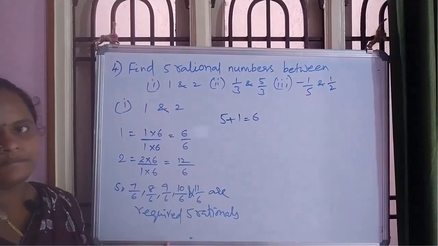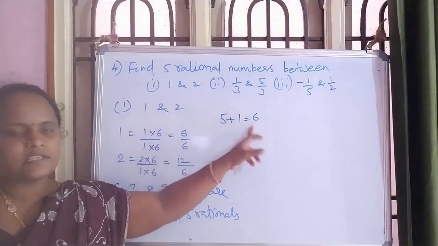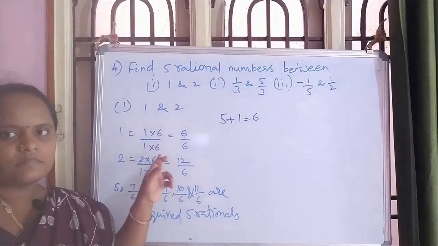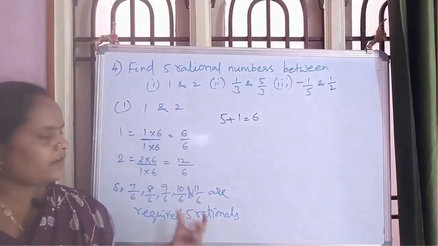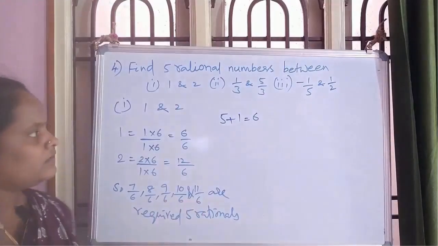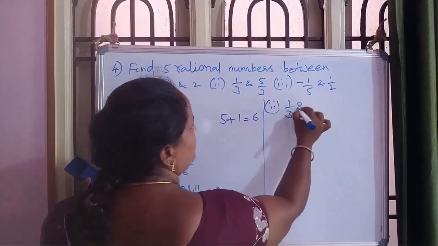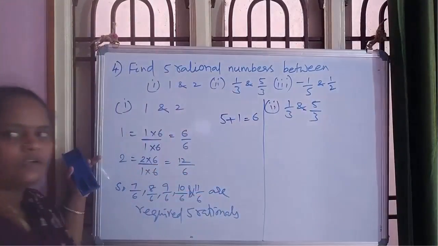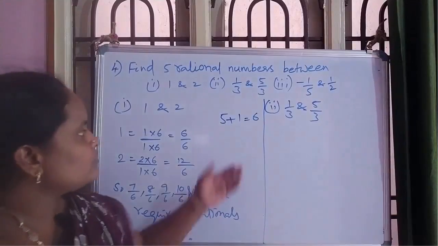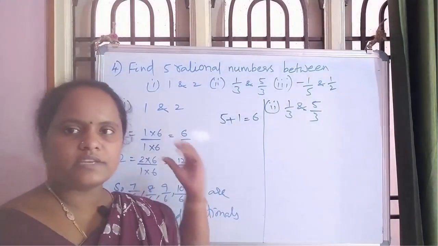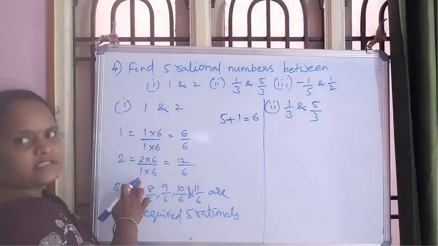So here we have taken 5 plus 1, that is 6. We multiplied by 6 in the numerator and also in the denominator. So I got the 5 required rational numbers. Let us move on to the second one, 1 by 3 and 5 by 3. If the same denominator is there, we use the same technique as in the previous one. So here also both of them have the same denominator.